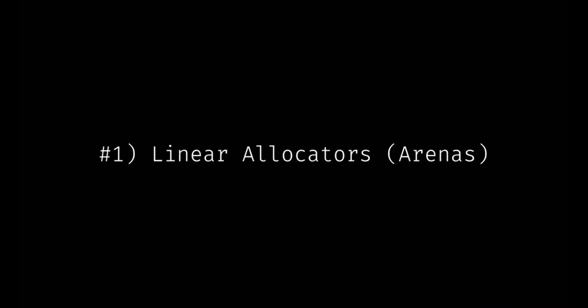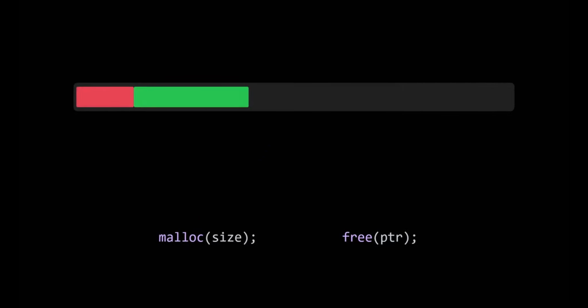Number 1. Using linear allocators. Since C is a language where we have to do memory management manually, we need to find some mechanism for this. C provides us with the malloc and free functions in the standard library, but we can do better. For one, malloc and free is an allocator which has to account for allocation and deallocation at any point in time. That is, it's highly general.